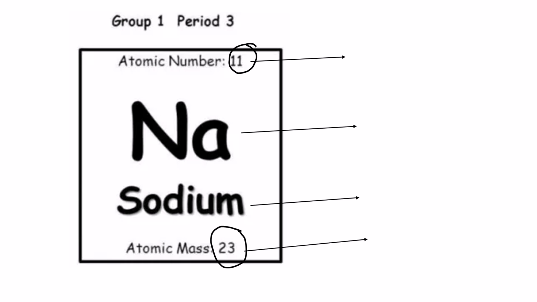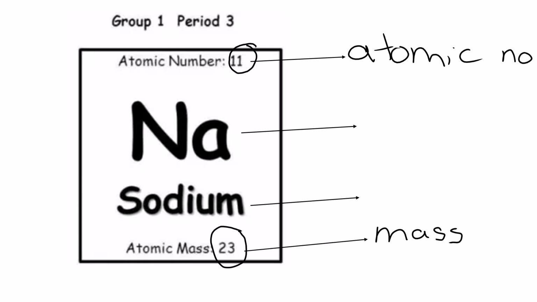The small number is always the atomic number, okay, is always the atomic number, and the big number is always the atomic mass. So mass is always bigger, okay? So learn it, small number, big number. The atomic mass is always the big number, okay? This over here is your symbol.